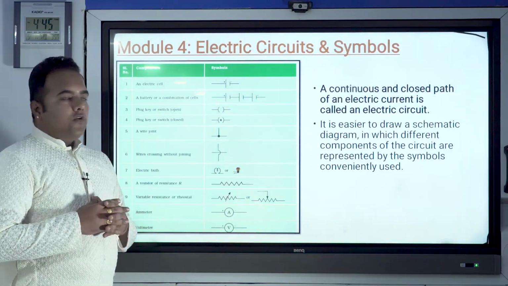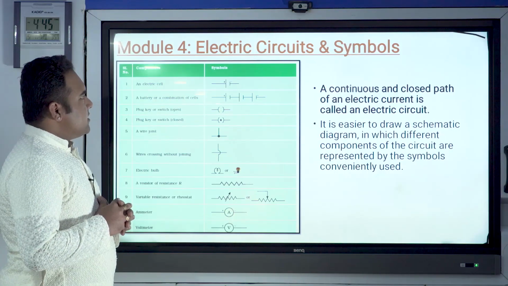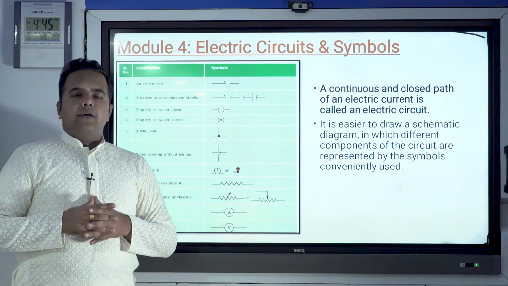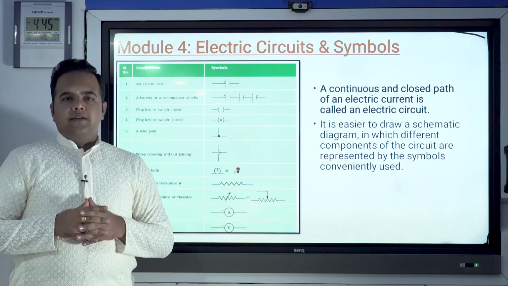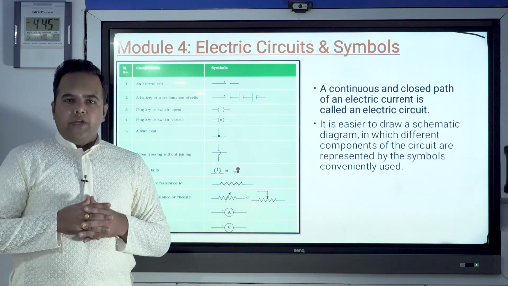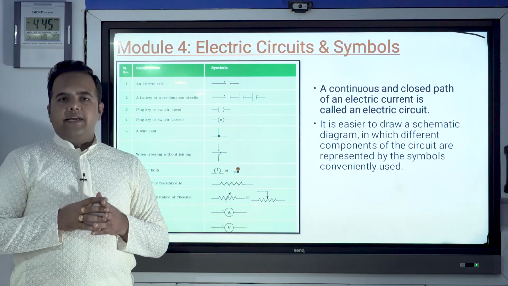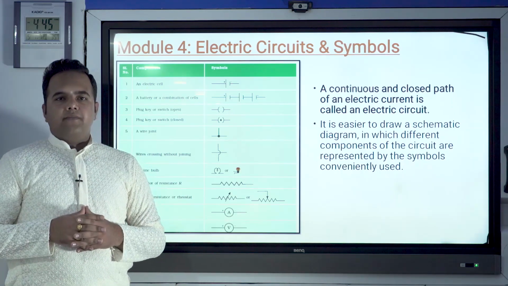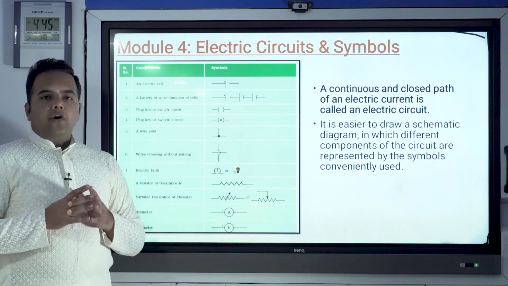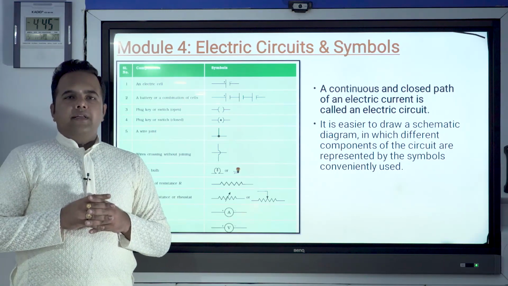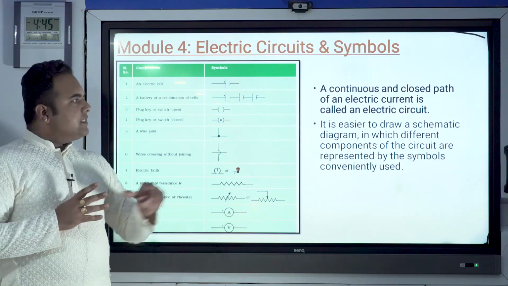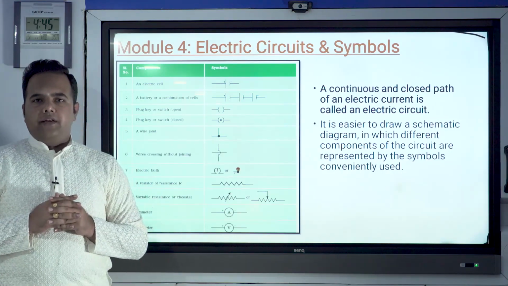Coming to module 4, electric circuits and symbols. Day to day we have many appliances, how we use them, how we draw electricity and then how they convert from electrical energy to another form of energy. But the moment we want to keep it on paper, there is a set of electrical circuit symbols. So let's see what an electrical circuit means.